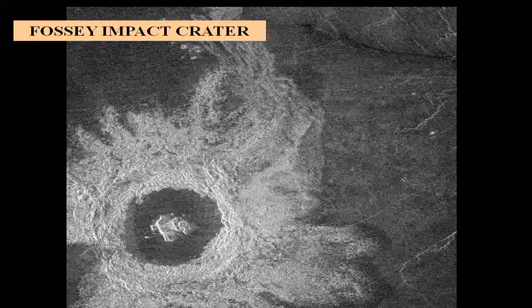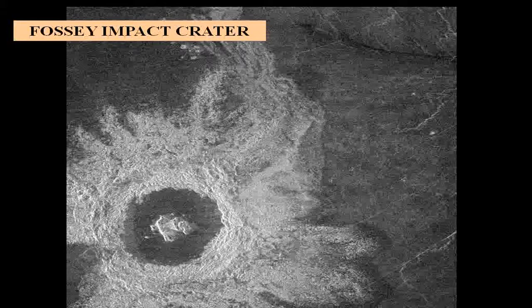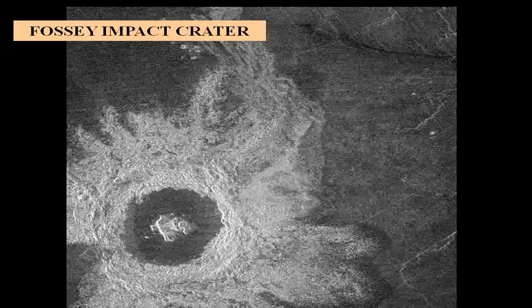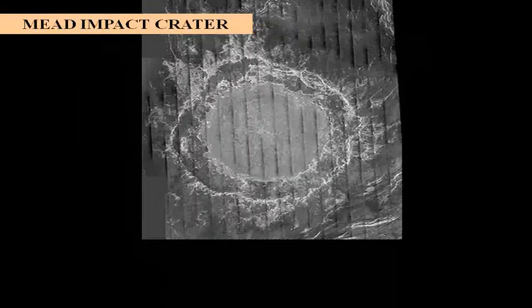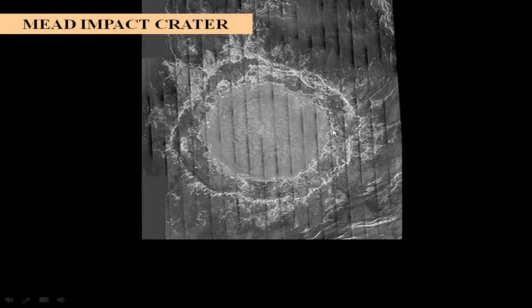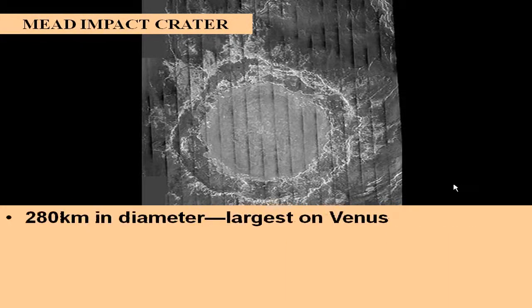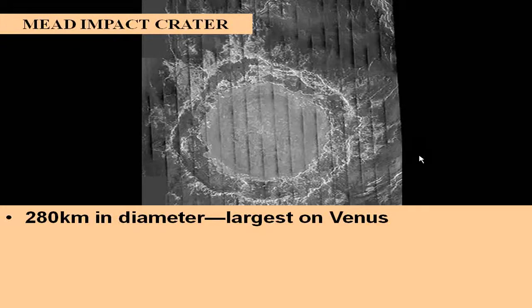Here's the Fossi impact crater. In this impact you can see the shattering through the rock, and you can see the ring effect of the impact. Here's the Mead impact crater, a very large impact that also has a double crater effect. It is 280 kilometers in diameter, the largest on Venus.